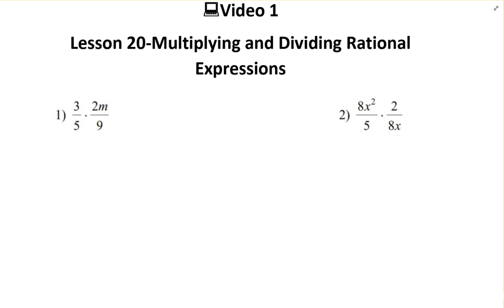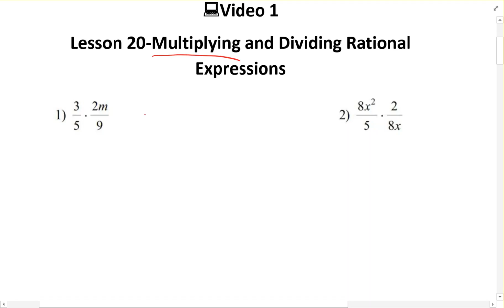Okay, welcome to lesson 20, multiplying and dividing rational expressions. Okay, so for this one, it's actually not going to be that much different than simplifying, especially when multiplying, the first part we're going to do. So here is kind of a simpler example of something we're going to do.